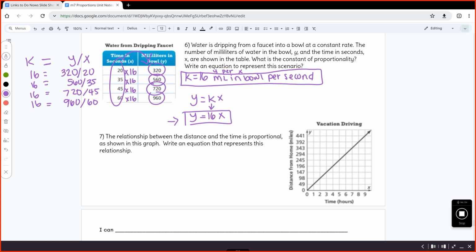All right, number 7. The relationship between the distance and the time is proportional as shown in this graph. Write an equation that represents this relationship. All right, so let's pick out some points. I'm going to pick this point here, which is (1, 49). I'm going to pick this point here, which is (5, 245).